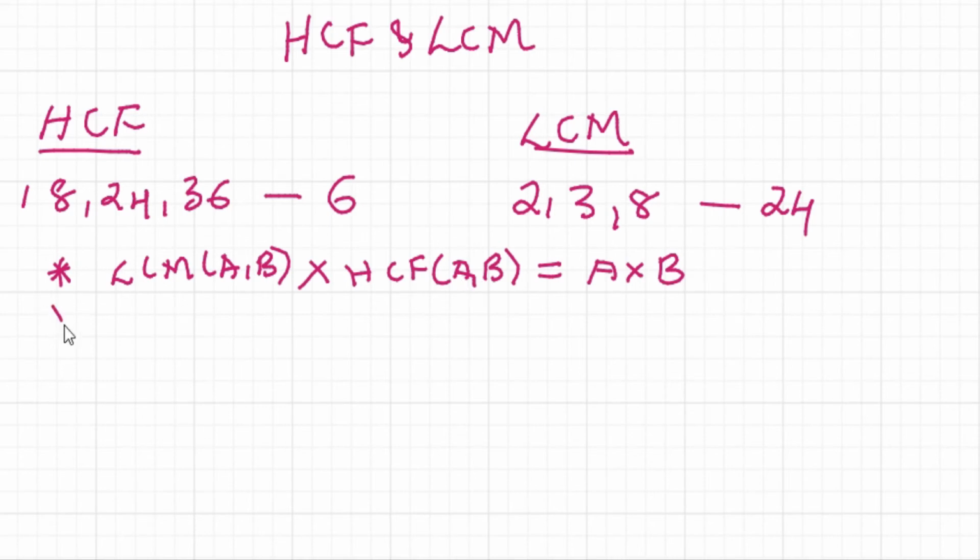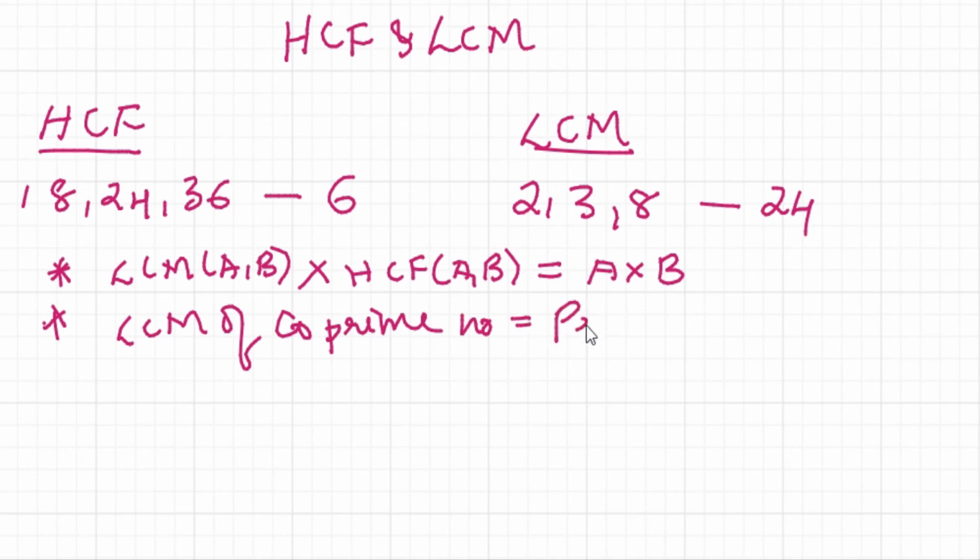Now moving on to the second property, it is regarding the coprime numbers. That is, HCF of two coprime numbers is 1. Therefore, LCM of the given coprime numbers will be equal to the product of the numbers. LCM of coprime numbers will be equal to the product of the numbers. That is the second important property.